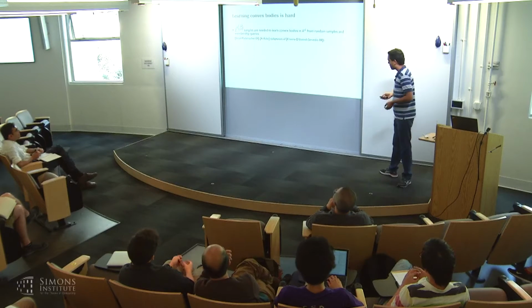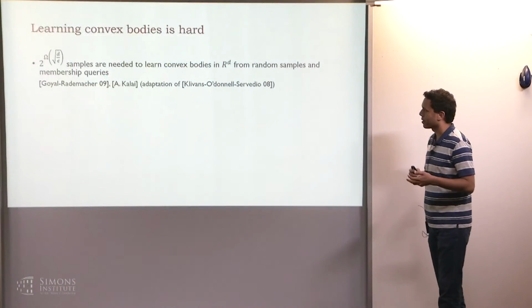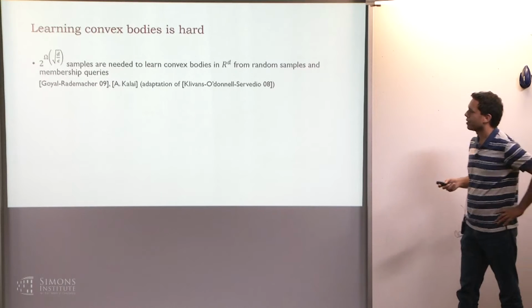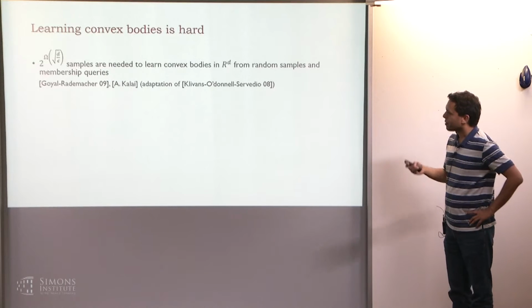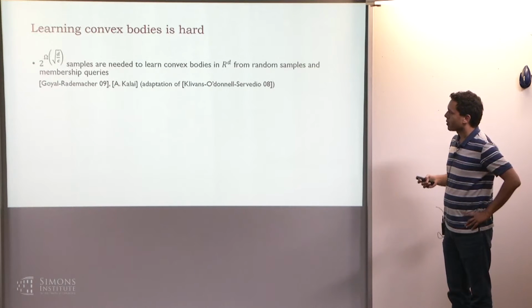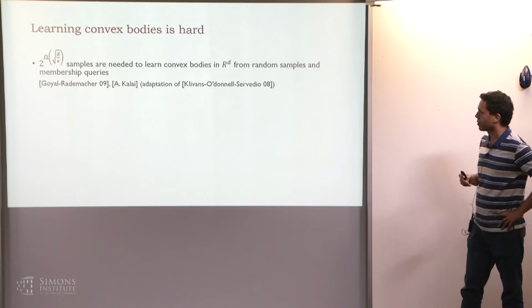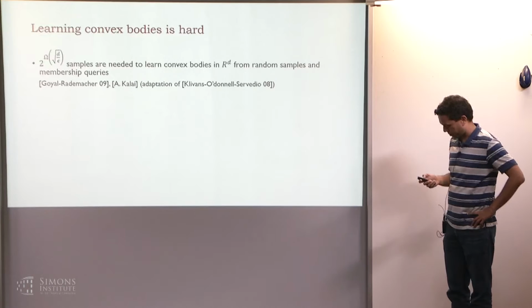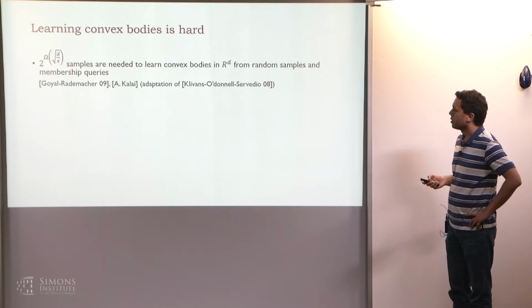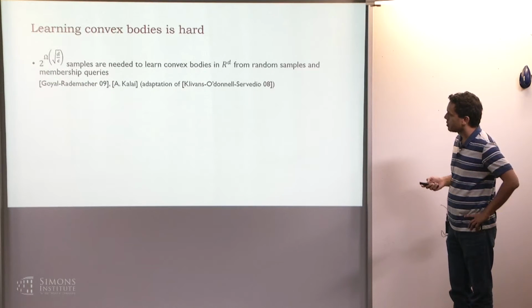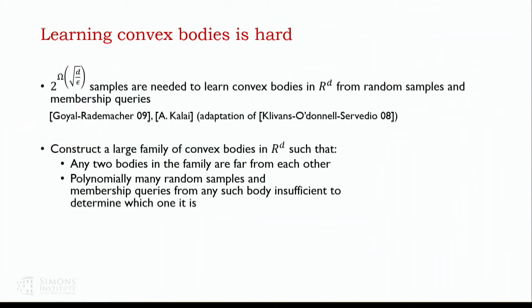Okay, so it is actually hard. The intuition I gave earlier sort of makes sense, and the result is that you need on the order of the square root of d over epsilon samples. So this is a sample complexity lower bound to learn convex bodies, and this was done in 2 different papers. So how do you prove such a result?